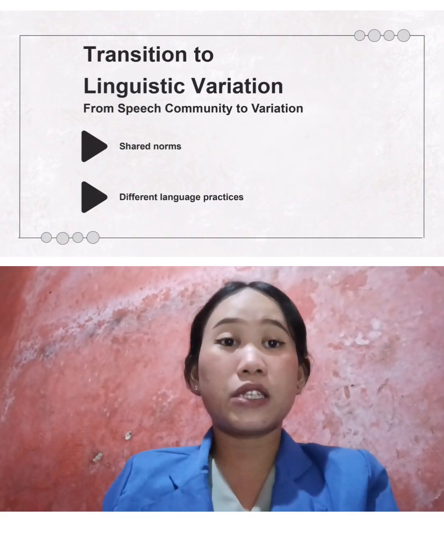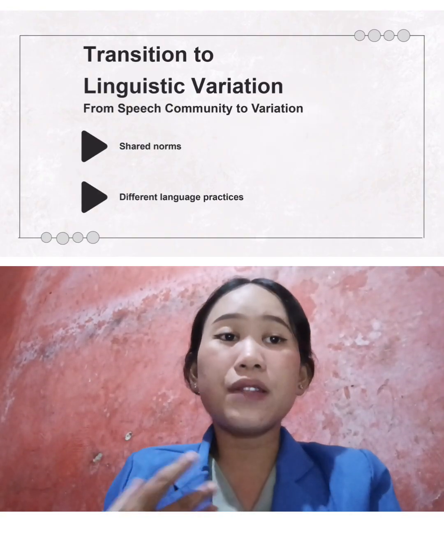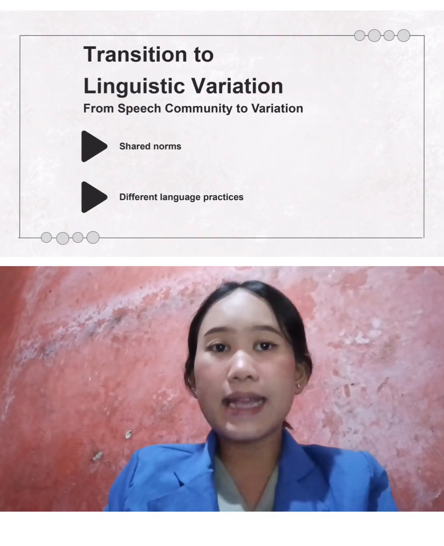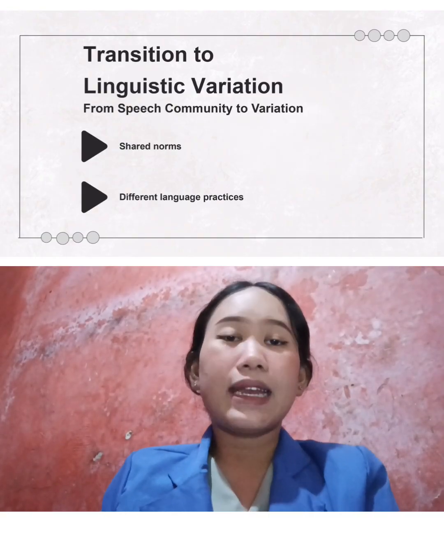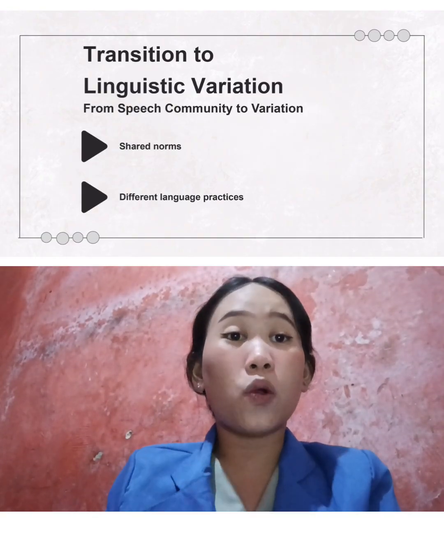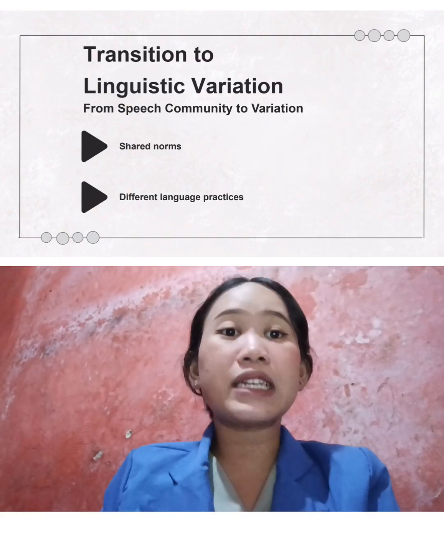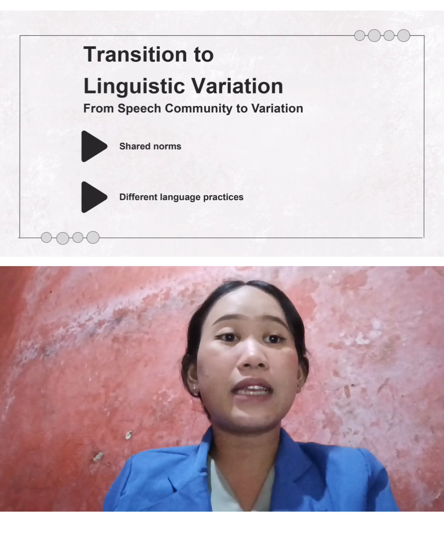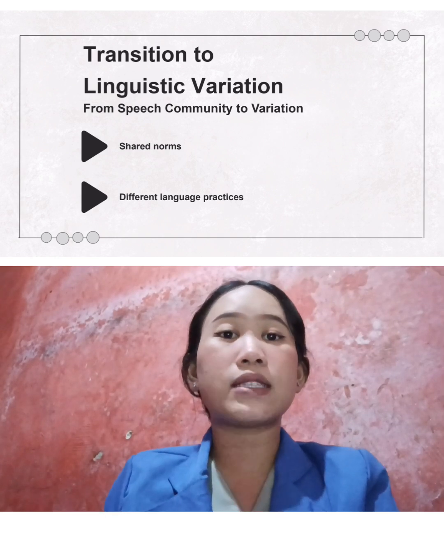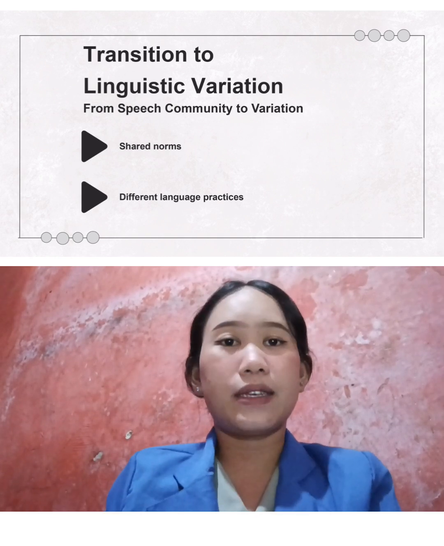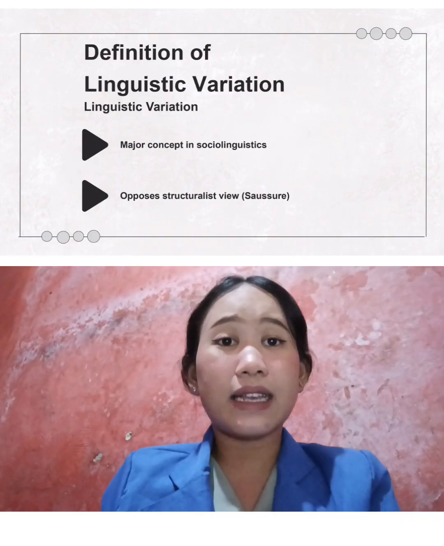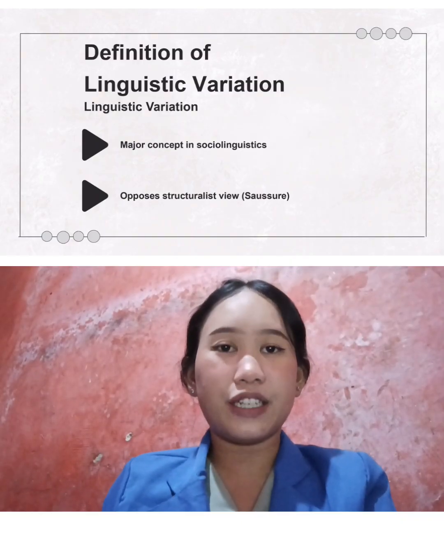From the concept of speech community, we can see that even though people share norms, they still use language differently. These differences are what we call linguistic variation. Therefore, linguistic variation explains how diversity in language use exists within the same speech community. Next slide is definition of linguistic variation.